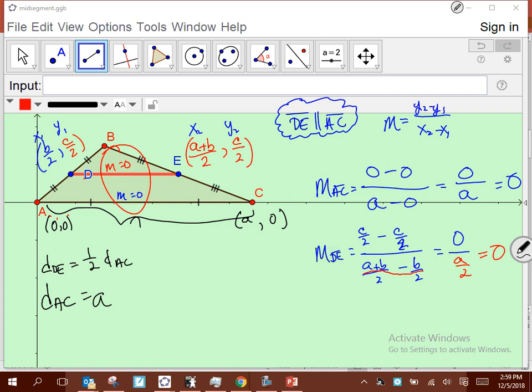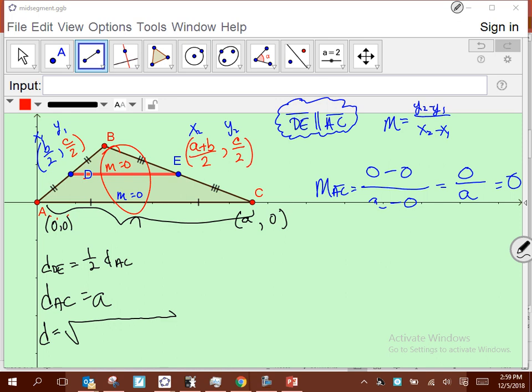The other distance is a little bit more rigorous, because we have to use the distance formula. Remember the distance formula: x sub 2 minus x sub 1 squared plus y sub 2 minus y sub 1 squared, right? I'm going to try to find the distance of DE. Can I let E be x2, y2, and D be x1, y1? Let's just plug those things in and see what happens.